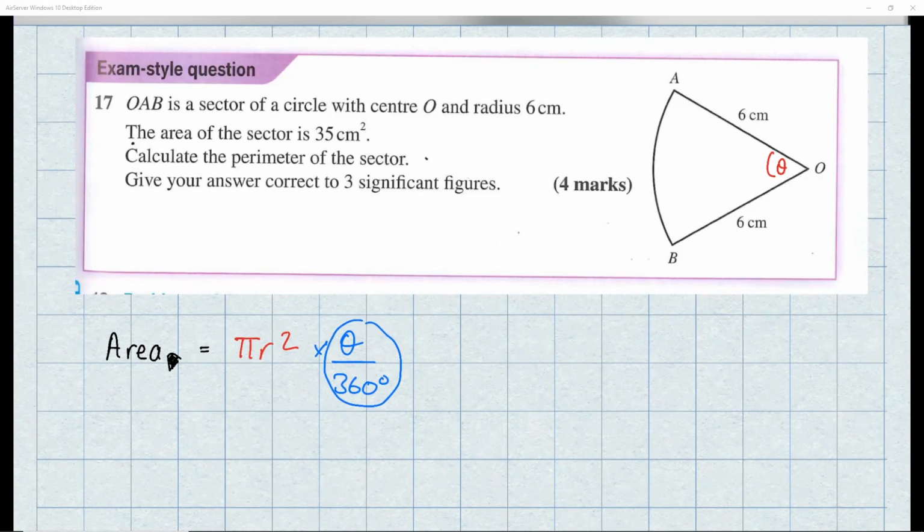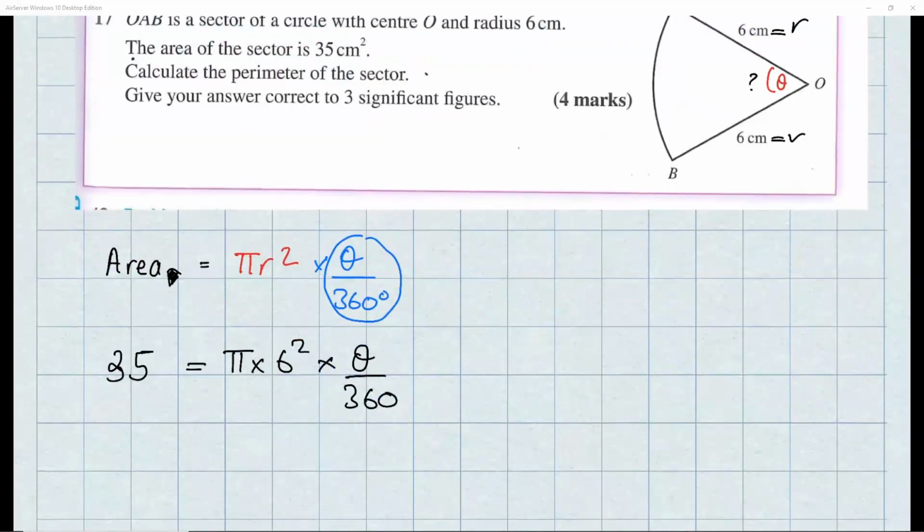So where does 35 go in the formula we've just written down? It's the area, so it goes on the other side, right at the beginning. And we have pi times the radius. Do we know what the radius is? Yes, it's 6, so the radius is 6 squared. Do we know what the angle is? No. So we know everything apart from the angle, which we can highlight over here. This is the angle.